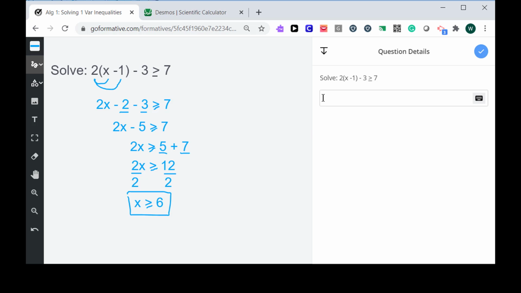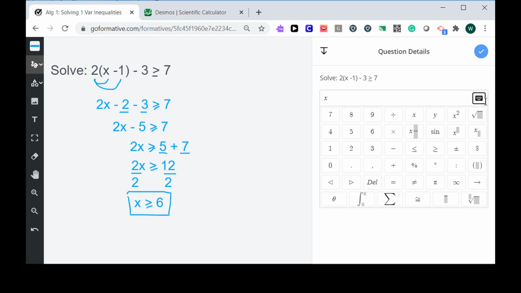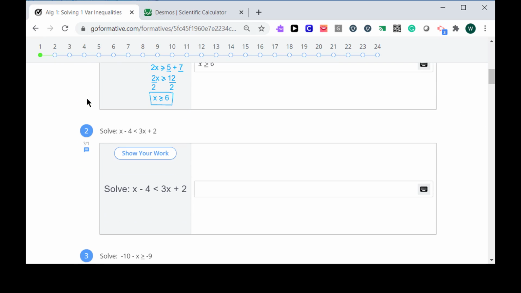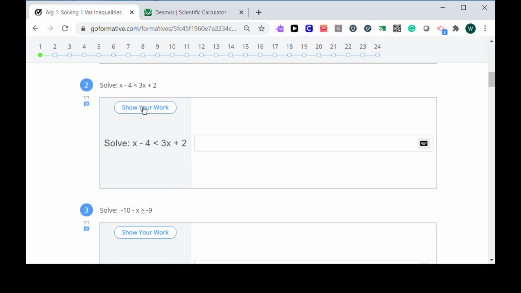So let's go ahead and type that. So click X and click this little keyboard, and you'll find the inequality symbol there. And then we write 6. So then press the check mark, and we got a green light. Let's go on to the second example.